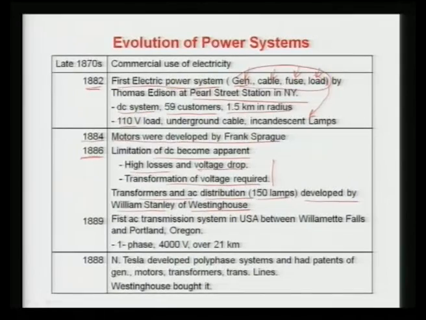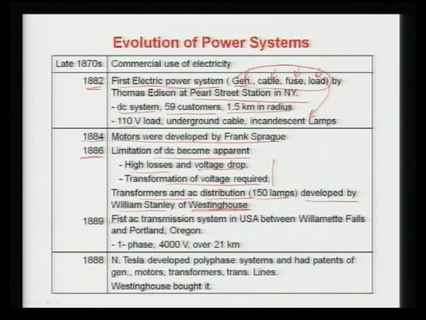So, the limitations of DC were arising, and now the AC and DC systems started arguing with each other, because the DC system was championed by Thomas Alva Edison, and the AC system was championed by Westinghouse, because Westinghouse purchased all the patents of AC. We will see that later on.